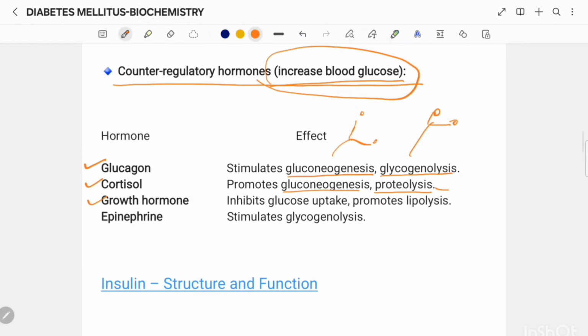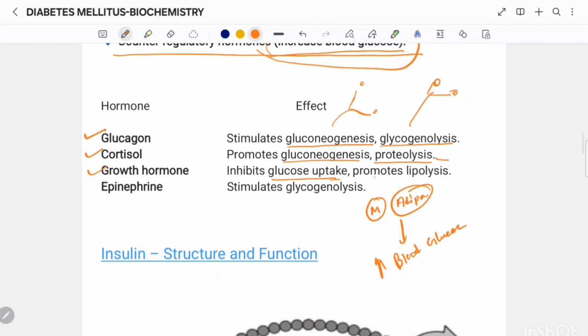The third one is growth hormone. It inhibits glucose uptake by the muscle and adipose tissue, so ultimately it leads to an increase in blood glucose level, and it also promotes lipolysis. The fourth one is epinephrine, which stimulates glycogenolysis. Glycogen is broken down to form glucose and other components.